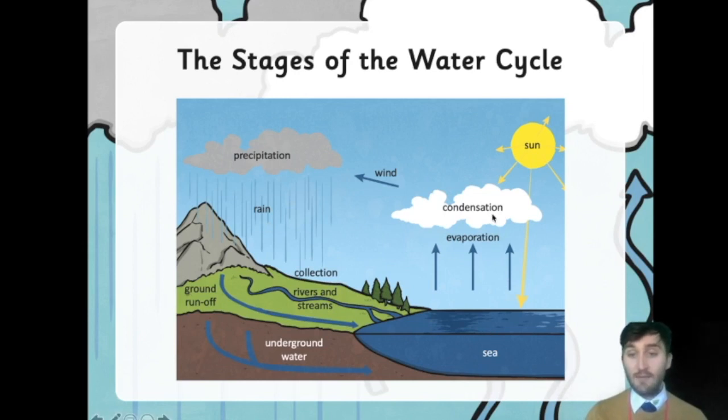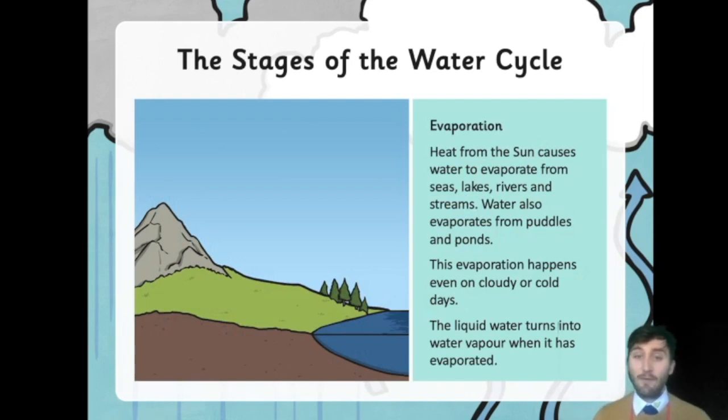So let's see a little bit more detail about what these words specifically mean. So evaporation. We should all really know what evaporation is, but let's just have a bit of a recap. Heat from the sun causes water to evaporate from seas, lakes, rivers and streams. And water also evaporates from puddles and ponds. And this evaporation happens even on cloudy or cold days. The liquid water turns into water vapour when it has been evaporated. So that's something that we already know. So that's the sea. And from the sun, the water then gets evaporated, doesn't it? And it goes up as water vapour.